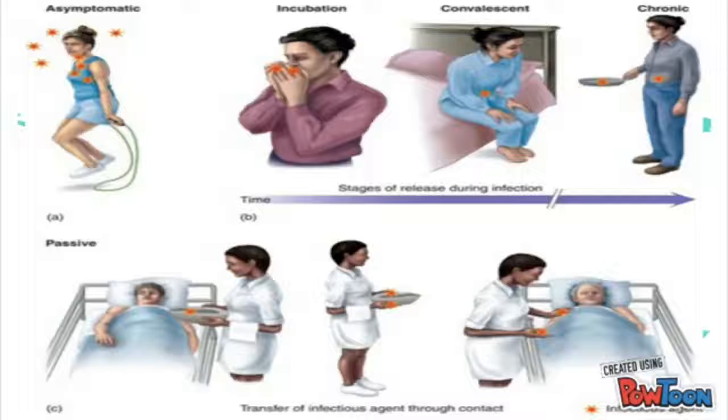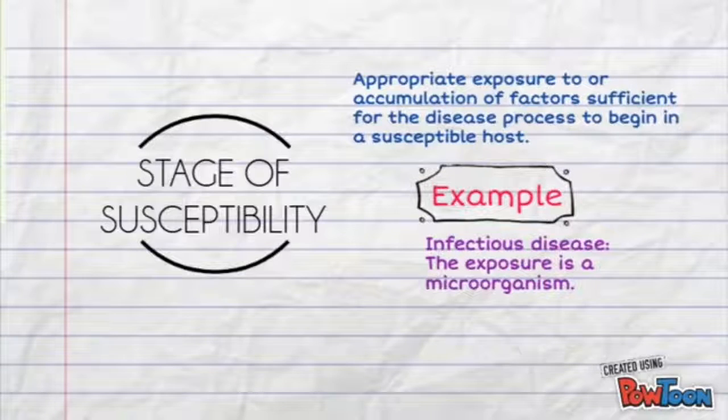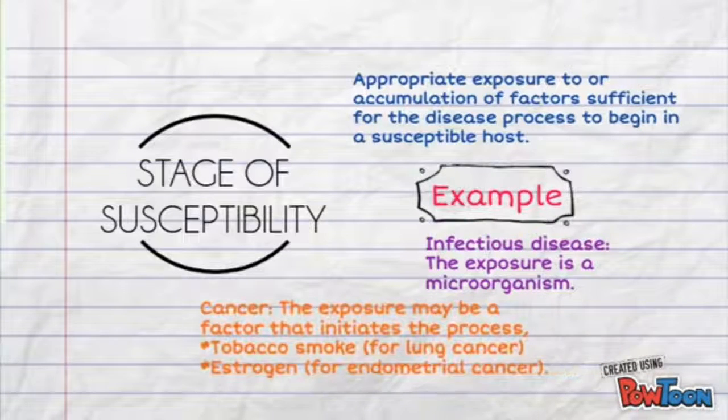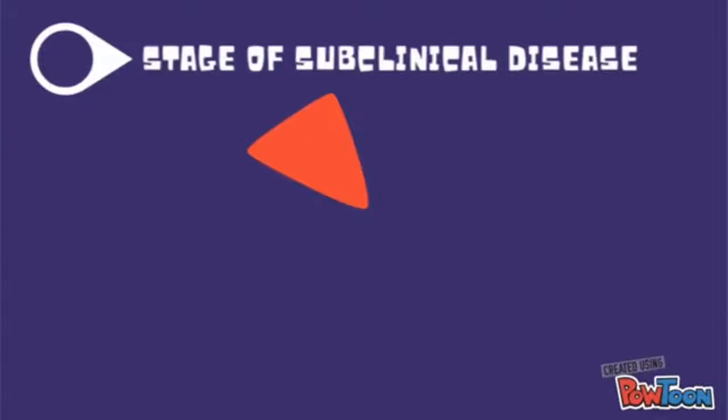So these are the stages of disease during infection and transfer of infectious agent through contacts. Stage of susceptibility: appropriate exposure to or accumulation of factors sufficient for the disease process to begin in a susceptible host. For example, the exposure is a microorganism. In cancer, the exposure may be a factor that initiates the process, such as tobacco smoke for lung cancer and estrogen for endometrial cancer.